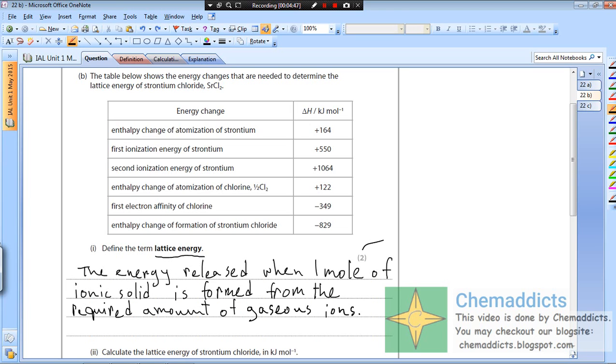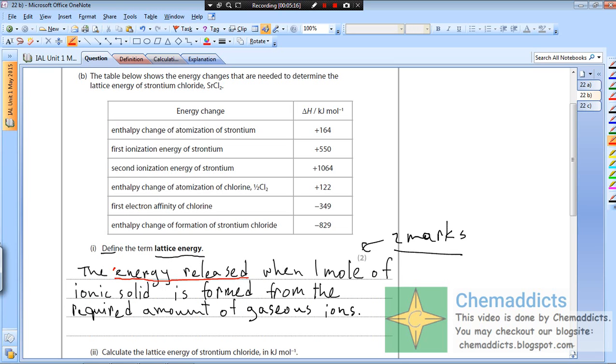Since the mark for this question is 2 marks, we need to mention some points in this definition. So what will be the points? Let me mark this with red pen. Don't take it otherwise. So here, this is 1 point. Energy released is 1 point.